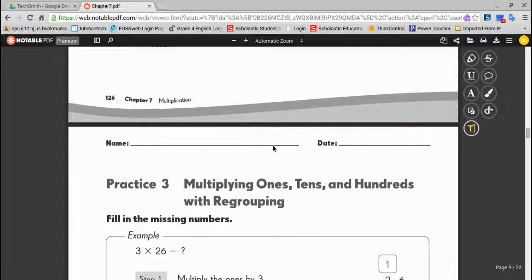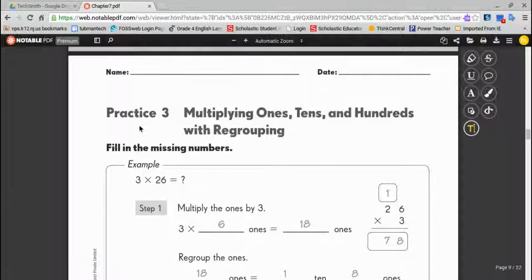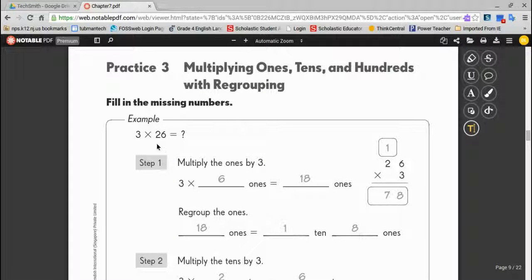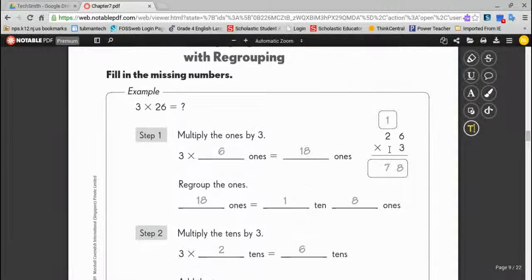This is page 127. Practice 3, multiplying ones, tens, and hundreds with regrouping. Fill in the missing number. Okay, so let's look at our example over here. We have 3 times 26, and when we're multiplying a problem like this, we want to write it vertically, or up and down. And here they wrote it 26 times 3 because that's the same thing as 3 times 26.